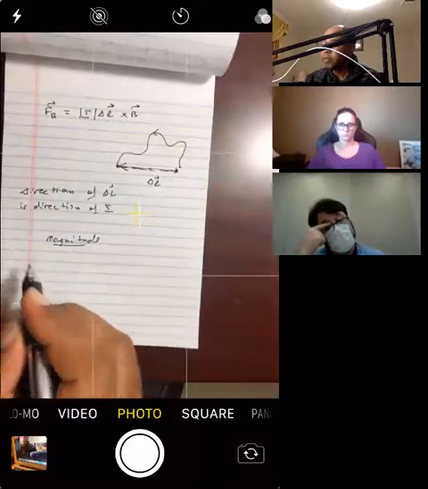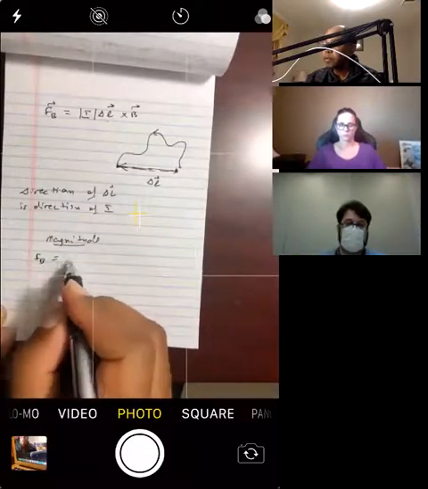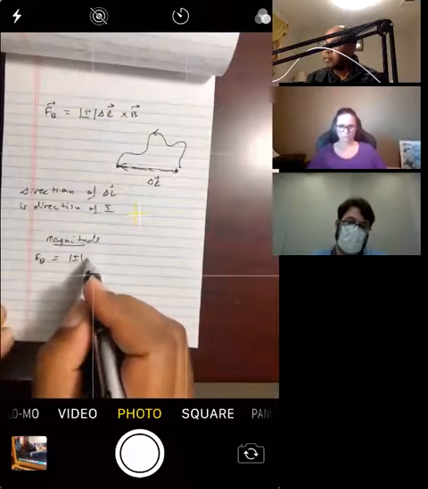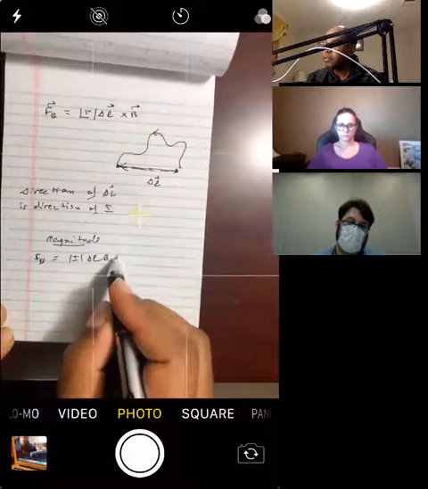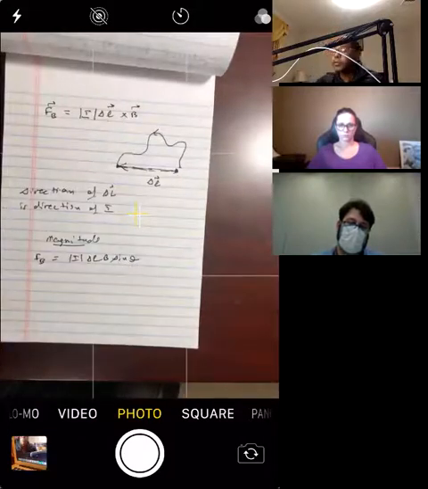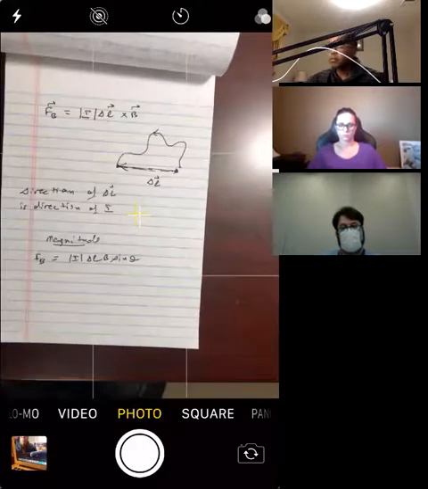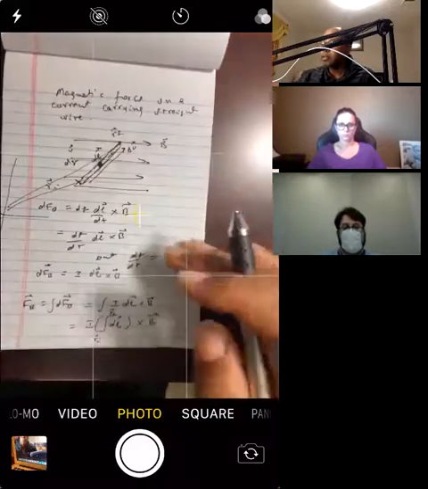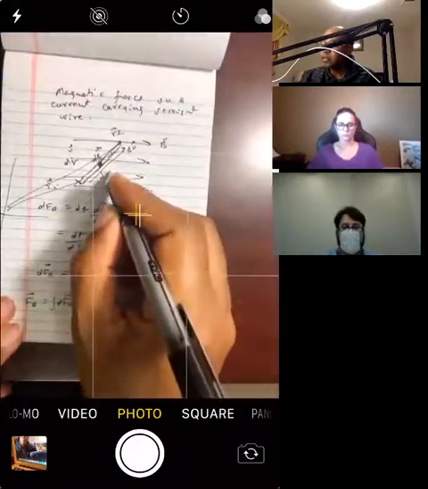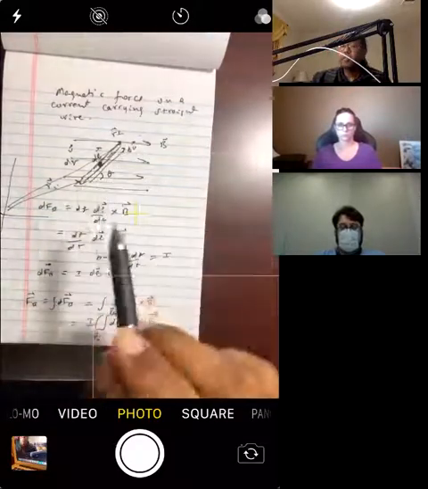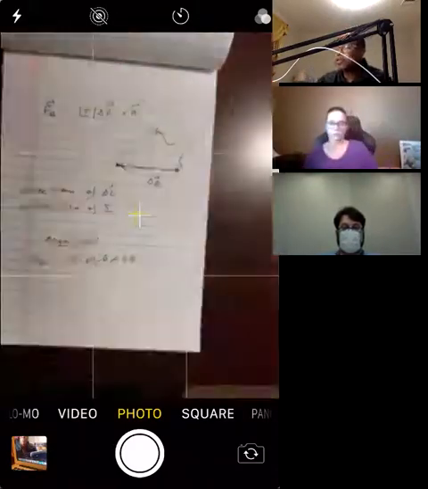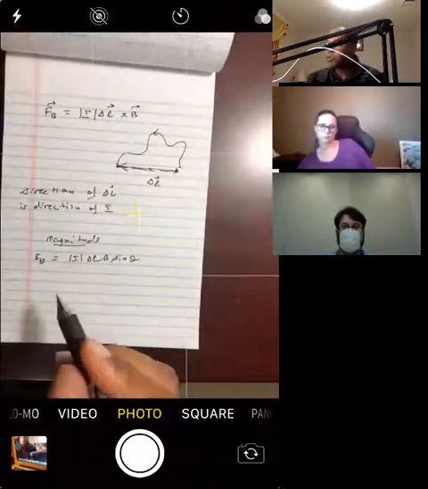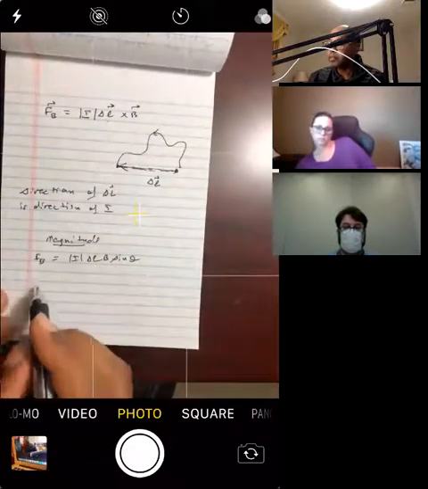So the magnitude would be I times the magnitude of delta L times B sine theta, where theta is the angle between the field and delta L, the displacement. In this case, this will be theta. So this would be the magnitude. How about the direction? Well, it's just a cross product between delta L and B.